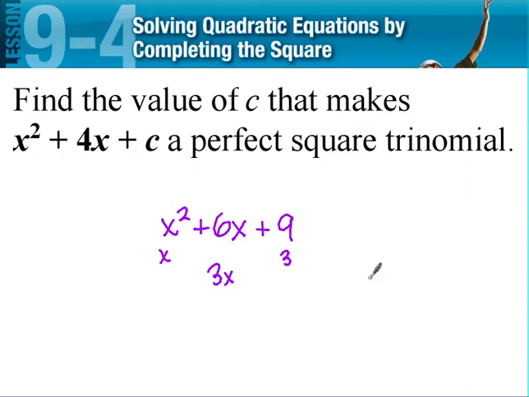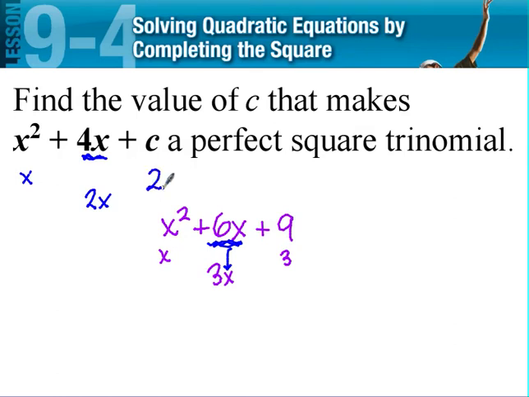So let's go backwards. I already have this number here, so I'm going to go this way first. How do you get from 6 to 3? You divide by 2, right? So if I divide 4 by 2, what do I get? 2. So really this would be 2x, if I divide that by 2. And so I know that this term here has to be an x. What does c have to be?